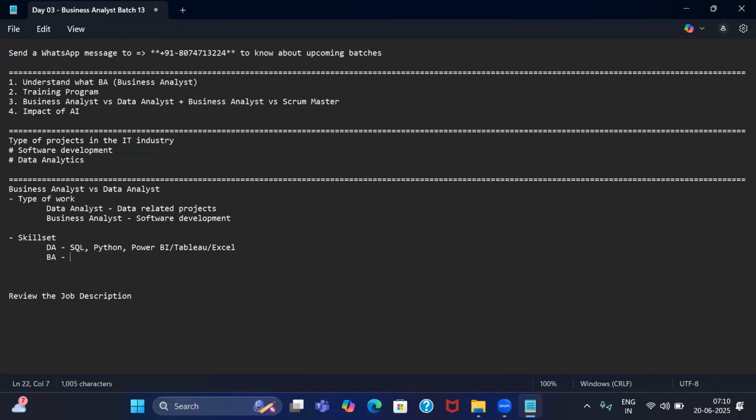For a business analyst, your primary skill set revolves around stakeholder management. We have already discussed a BA is a client facing role. So you will be working with your stakeholders directly. So you get the feedback from stakeholder directly.